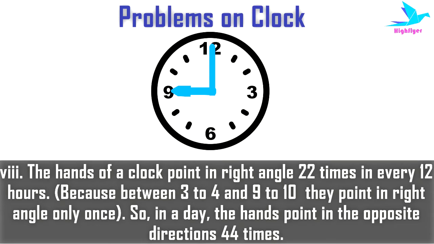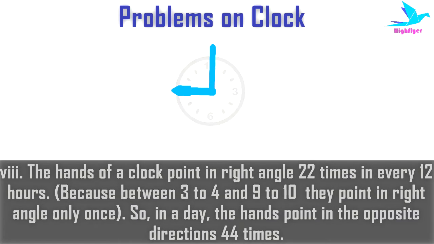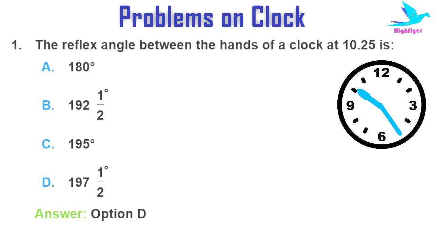That means every hour, there are two occasions when the hour hand and the minute hand are at right angle to each other, except the time span between 3 to 4 and 9 to 10. Because between these hours, there is only one situation when both the hands are at 90 degrees to each other. And that is because 3 o'clock and 9 o'clock are themselves a perfect right angle. So now let's solve some questions.